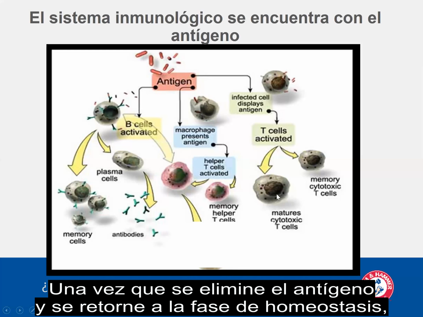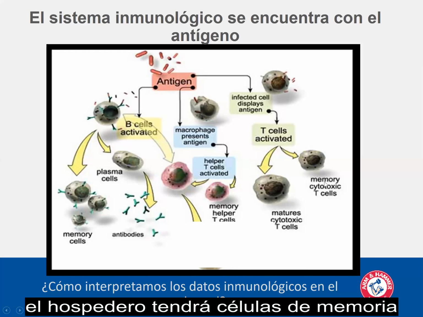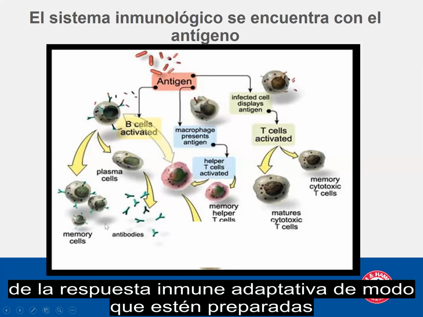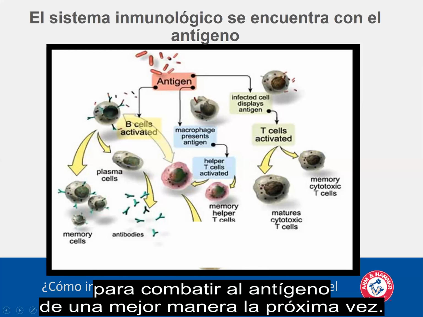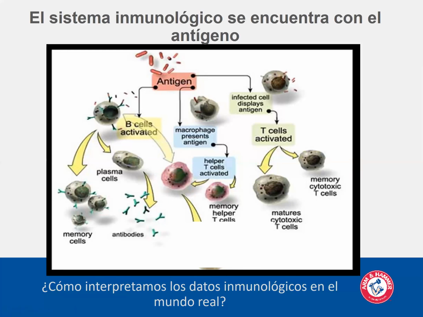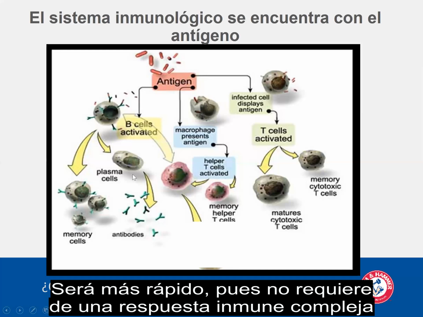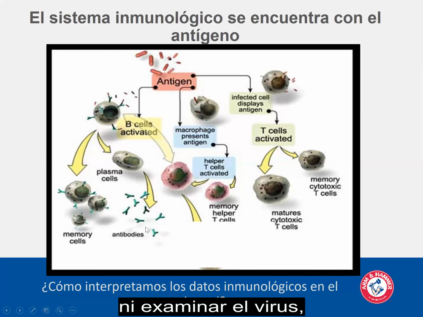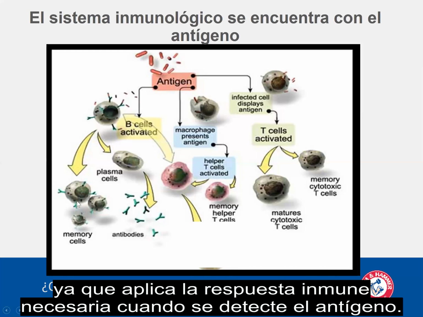And once the antigen is eliminated and the host is back to homeostasis, it now has memory copies of each one of these adaptive immune cells. So they're ready to mount that offense against the challenge much more quickly the next time it sees it. It's quicker because it can now skip the innate immune response and antigen presentation and immediately mount that immune response when it detects antigen again.